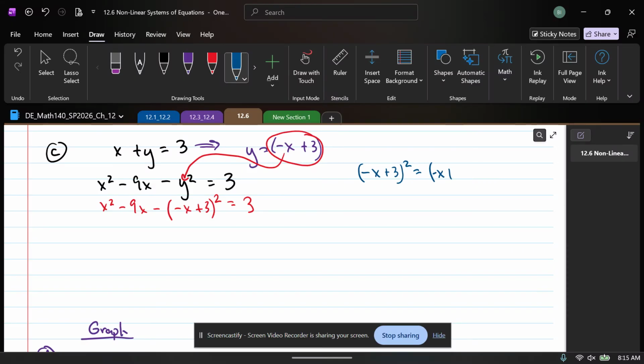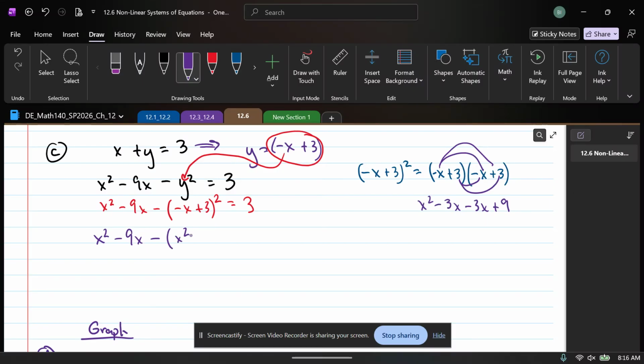It means take negative x plus 3 times negative x plus 3. Don't try to take a shortcut and just square the x and square the 3. That's not correct. Okay? It's going to be negative x times negative x. That's positive x squared. Negative 3x. Negative 3x. Positive 9. So in that spot, I've got a negative and then x squared minus 6x plus 9.